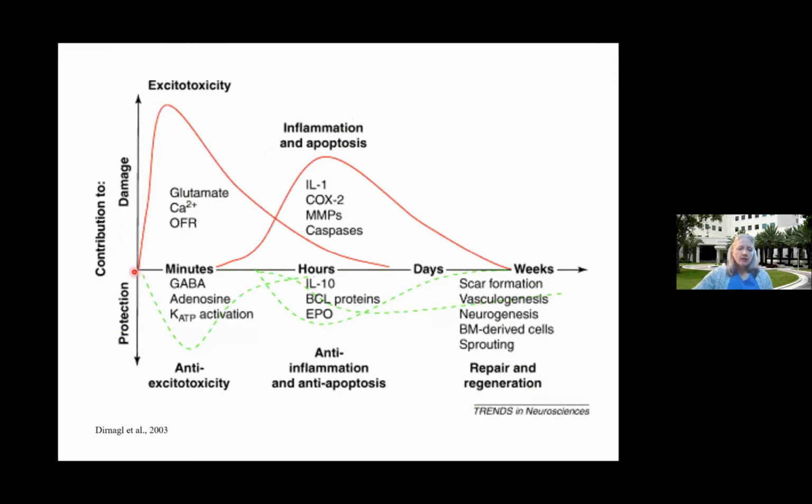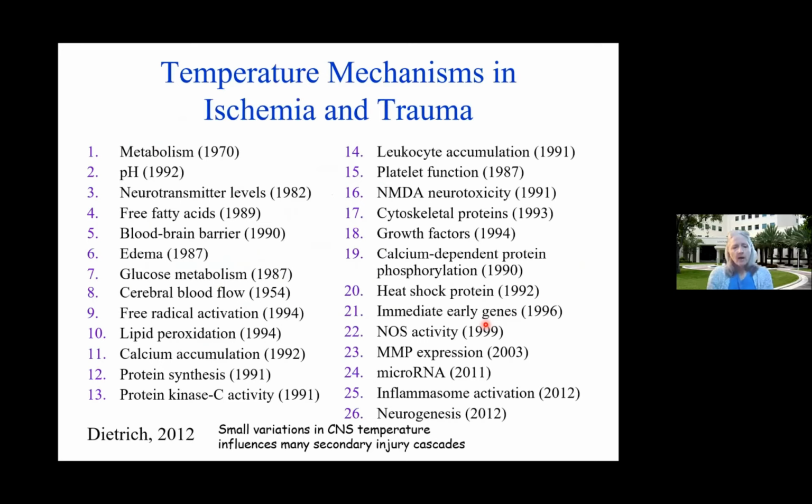So this, of course, is a nice schematic graph from Dr. Dernagel a while back, clearly showing a lot of different secondary injury mechanisms that could be targeted after trauma, and also cerebral ischemia as well. Early on, excitotoxicity, later on, inflammation, apoptosis, and we also have some protective mechanisms that perhaps we can enhance. So this is just a laundry list of the temperature mechanisms that have been investigated after ischemia and trauma, and a lot of these studies we have done ourselves, but clearly showing that small variations in CNS temperature influence many of these secondary injury cascades.